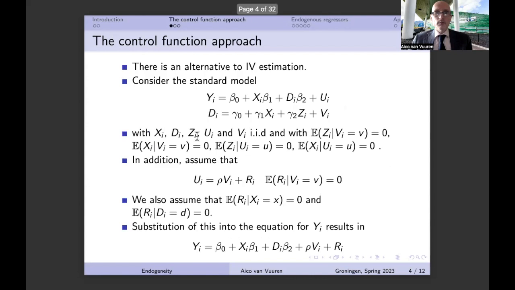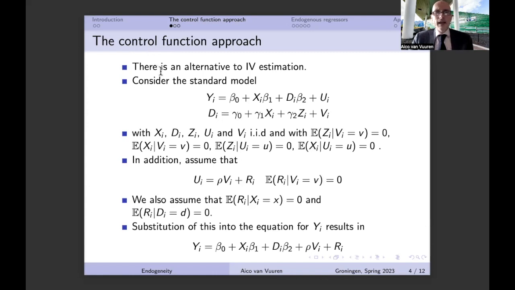But as I already said, what we're going to do is look at the so-called control function approach. I'm not sure whether you have ever heard about the control function approach before. So the first thing I'm going to do is introduce the control function approach. I'm not going to do that based on the model that we have so far. I'm going to explain it based on another kind of model, the linear regression model, a model that you have already seen many, many times before, and that's what I'm going to do right now.